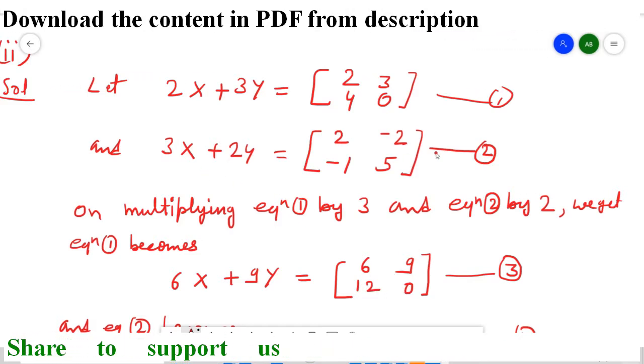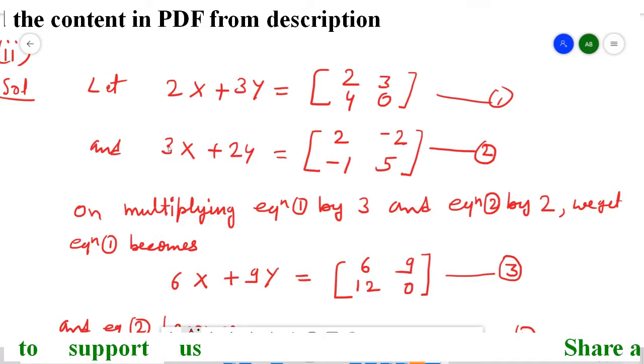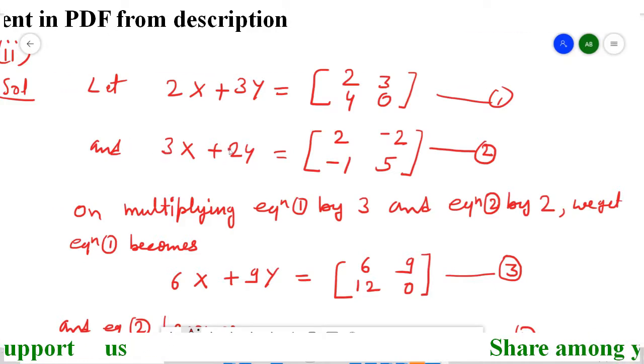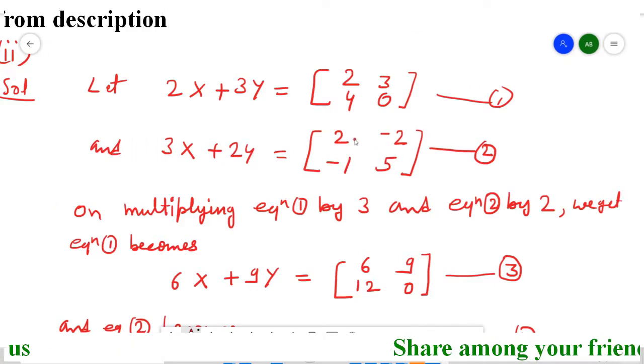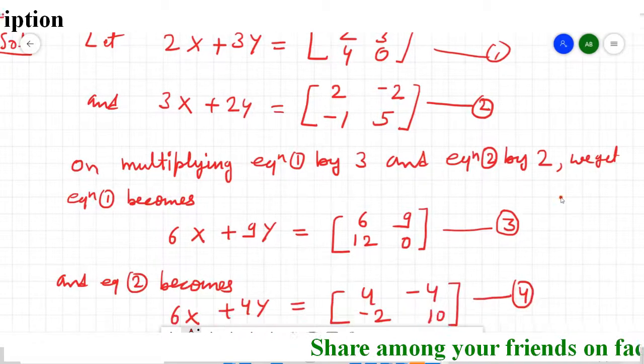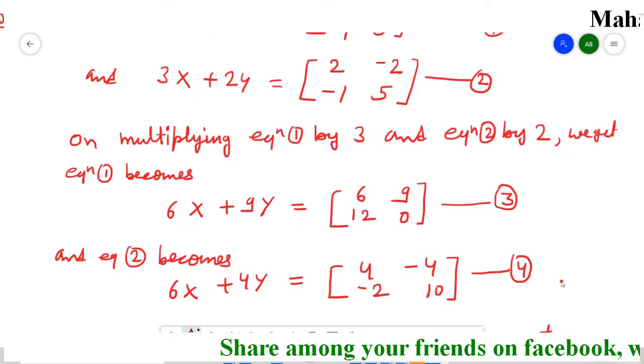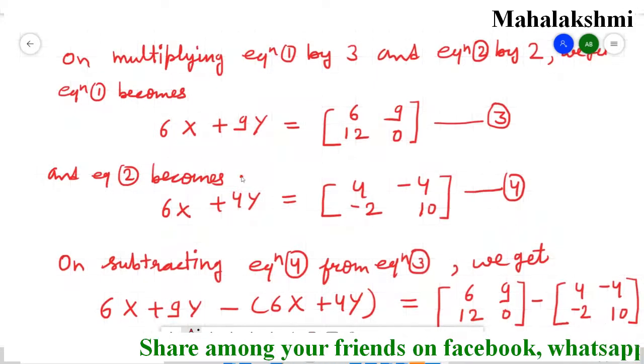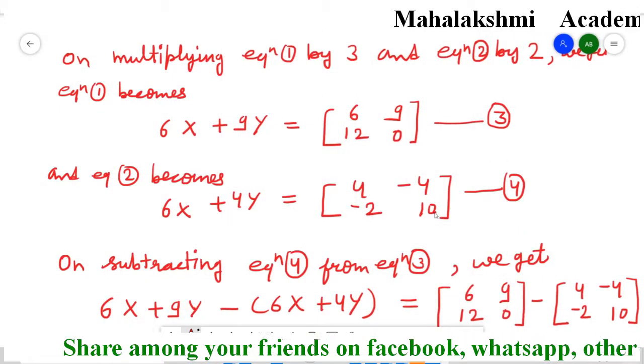Similarly, the second equation I multiplied by 2. So here you will get 3 2s are 6, 2 2s are 4, and each element you have to multiply by 2. So equation 2 becomes like this. I hope it's clear to you how we wrote this. Equation 2 we multiplied by 2.